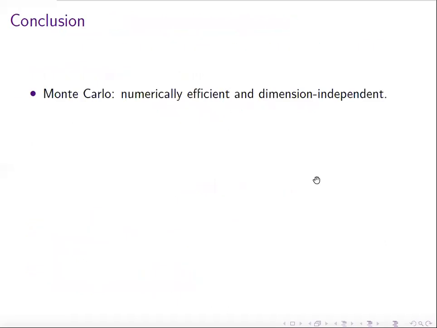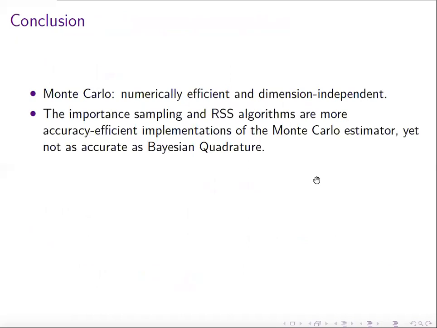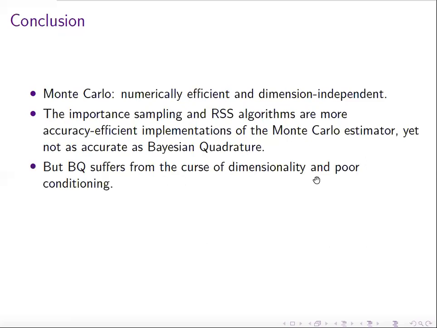So in conclusion, Monte Carlo methods are good because they're numerically really efficient, and they don't depend on the dimension of the integrals. You can compute really high dimensional integrals. At the same time, they're on the whole quite inaccurate, and so we use importance sampling and the RSS algorithms to improve our convergence and the variance properties of the Monte Carlo estimator. But it seems that none of them are quite as accurate as Bayesian quadrature. But at the same time, Bayesian quadrature suffers from dimensionality issues and conditioning issues because we have to invert a large matrix.